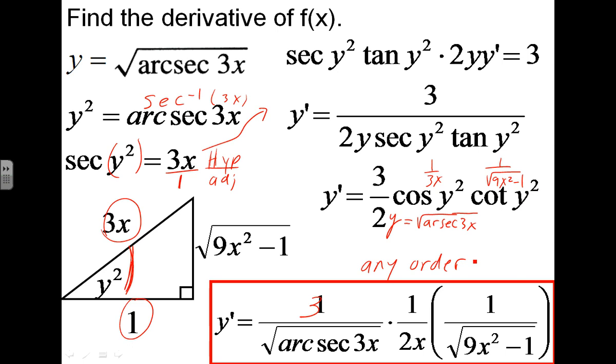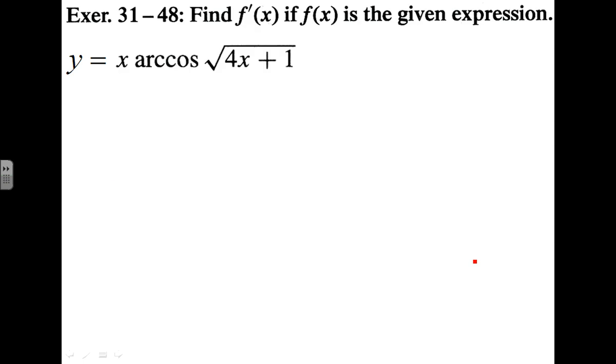All right. That was fun, and that's a very calculus-like problem. Let's try another one. Find the derivative of this expression, y equals x arc cosine of the square root of 4x plus 1. The problem would be easy all by itself. You can find the derivative of x, and you can find the derivative of the arc cosine. Remember, we have to use the product rule.